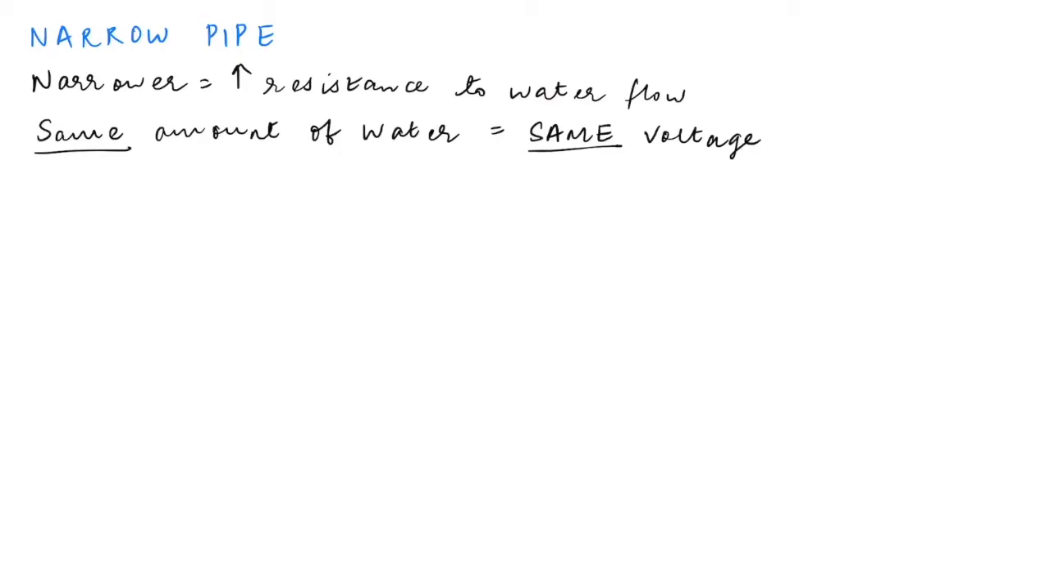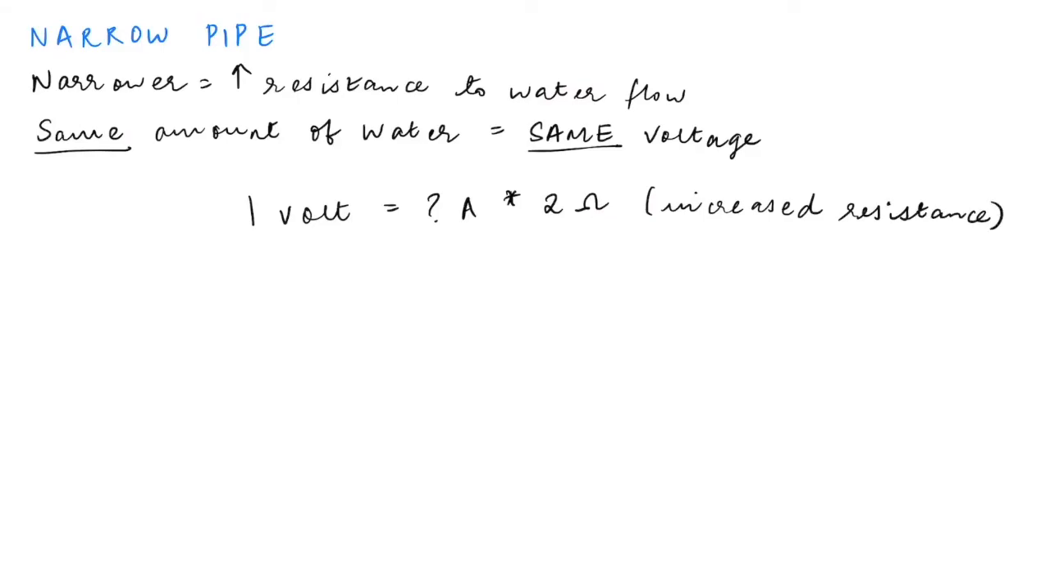Our equation for the tank with the narrower pipe will be the same as the equation that we solved for previously with a different resistance value. So we can say that 1 volt is equal to X amps multiplied by 2 ohms, since the resistance has increased from 1 ohm to 2 ohms due to the pipe becoming narrower. Pause now and solve for this yourself.